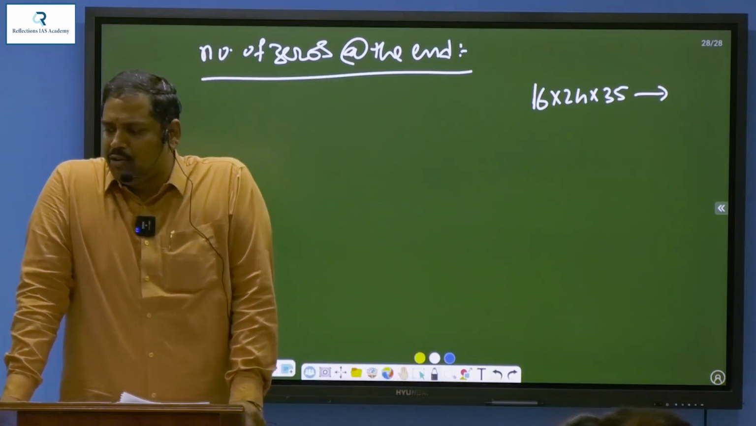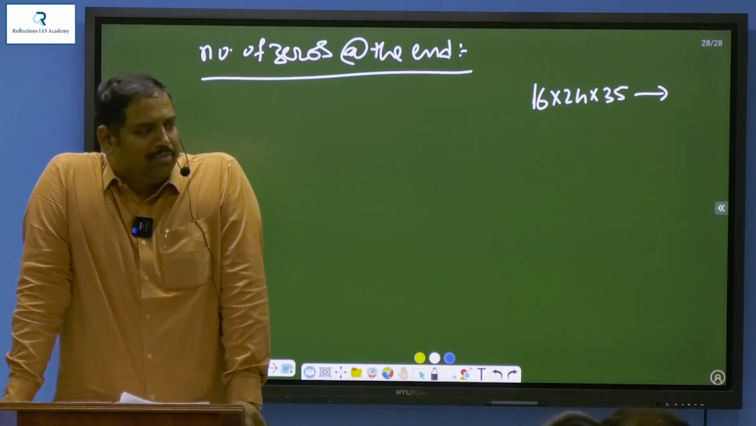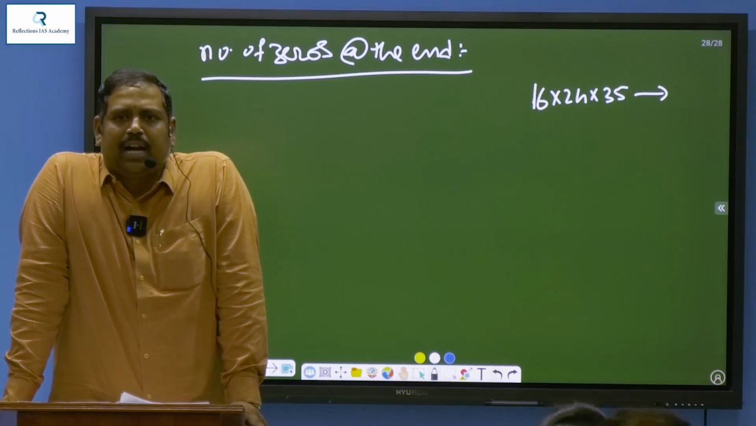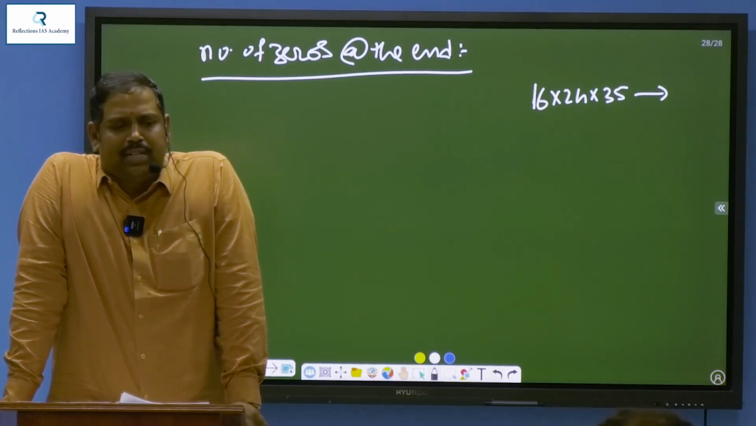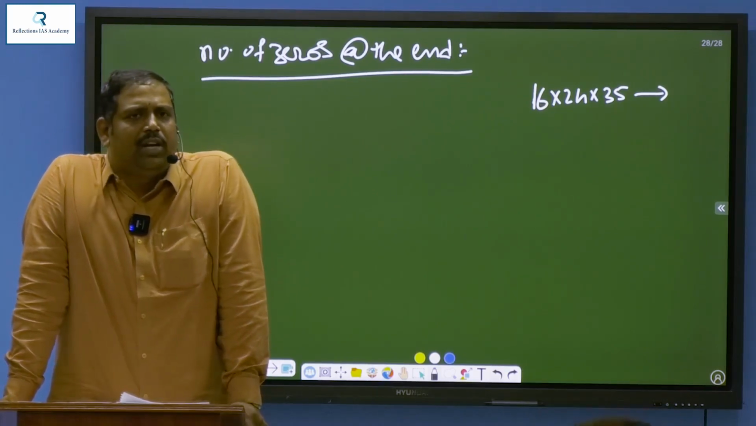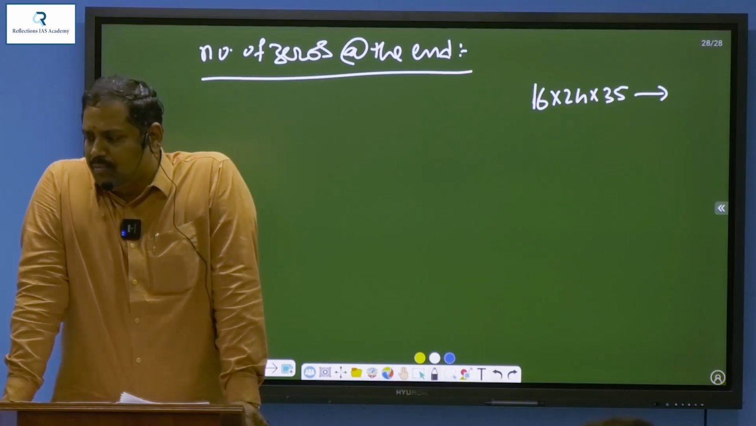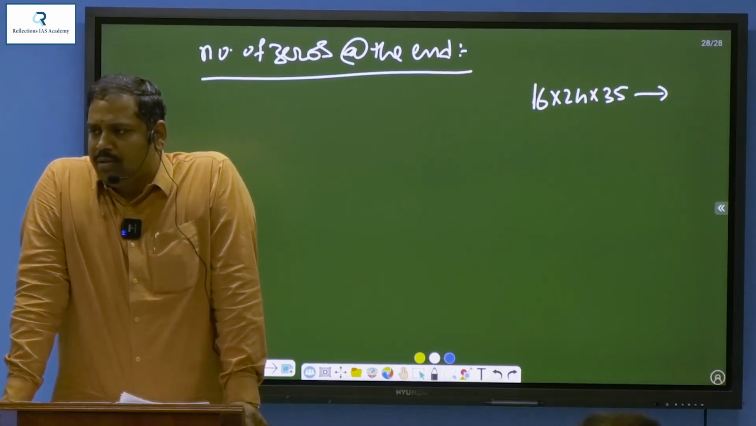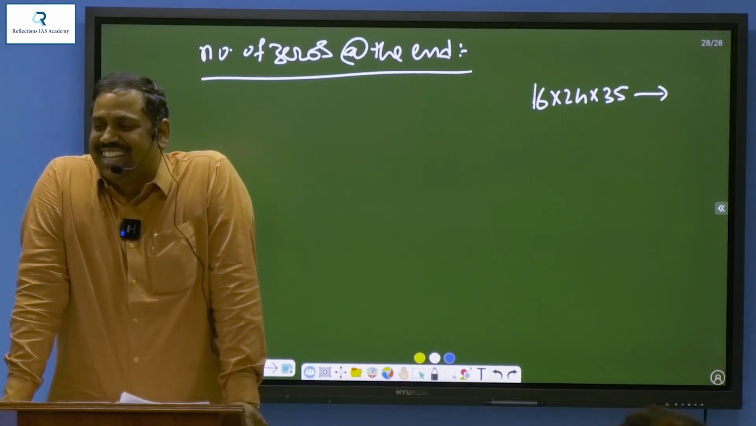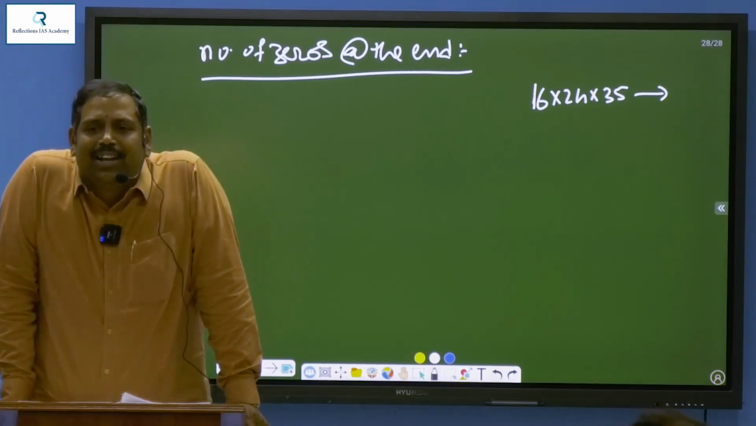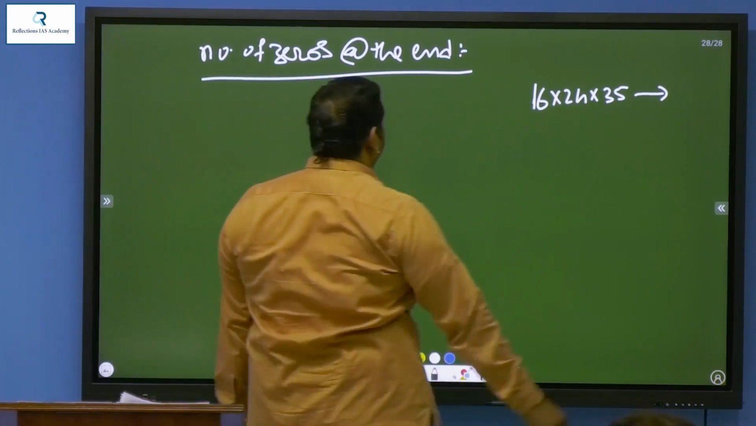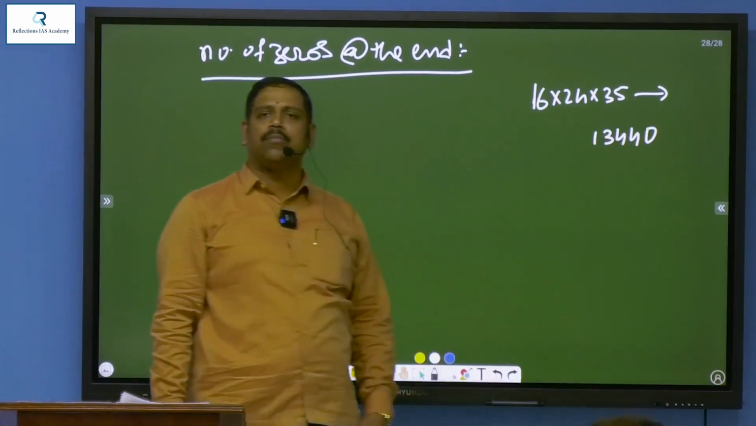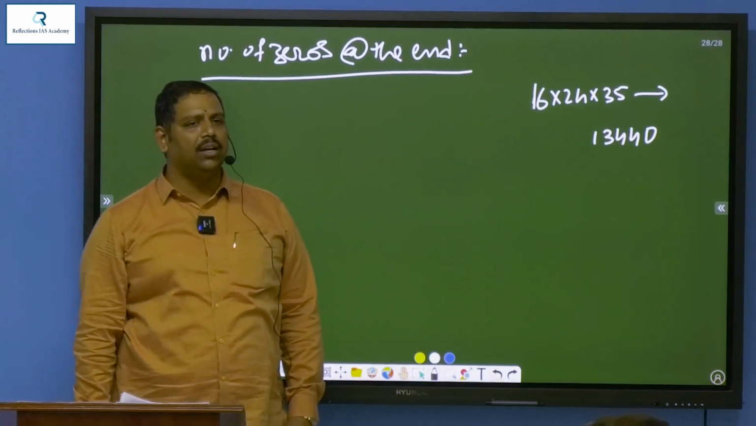I'm allowing you to use the calculator. Use it, since this is concept development only. So use the calculator, 16 into 24 into 35. How much did you get? Don't depend on others. 13440, your friend got. Got it? How many zeros did you get at the end?